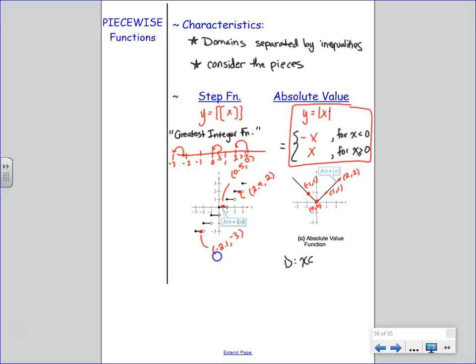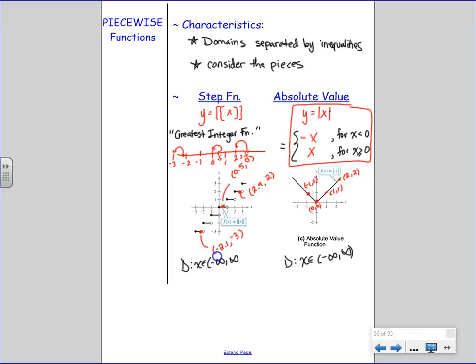Negative infinity to infinity for sure for the absolute value. Some of you are like, there are holes. True. But even though there's a hole at 1, there's still a point at 1 also. So technically 1 has a point, 2 has a point, 3 has a point. So technically the step function has a domain of all real numbers also.